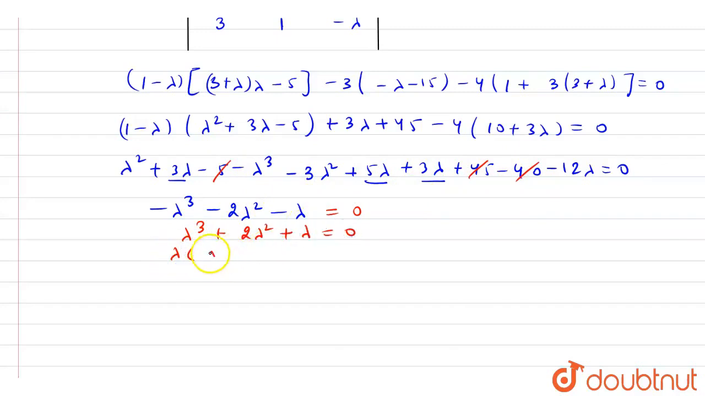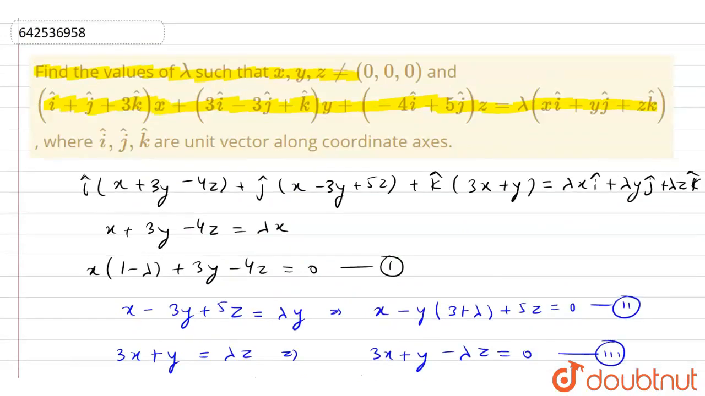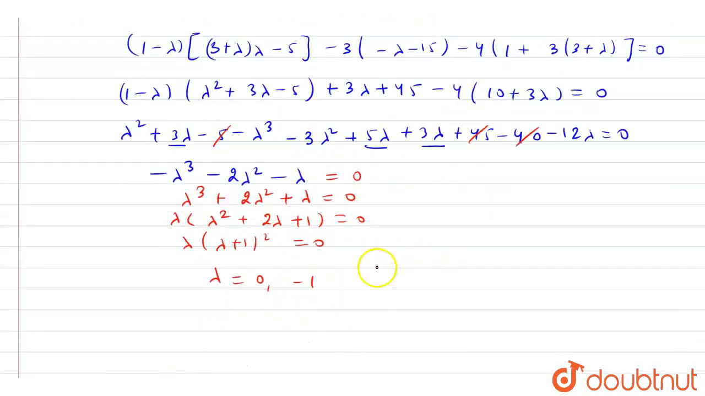Now if I take lambda common, we have lambda square plus 2 lambda plus 1 equals 0. So you can write it as lambda times (lambda plus 1) whole square equals 0, and the values of lambda are 0 and minus 1. So these are the values we have, and this is my final answer.